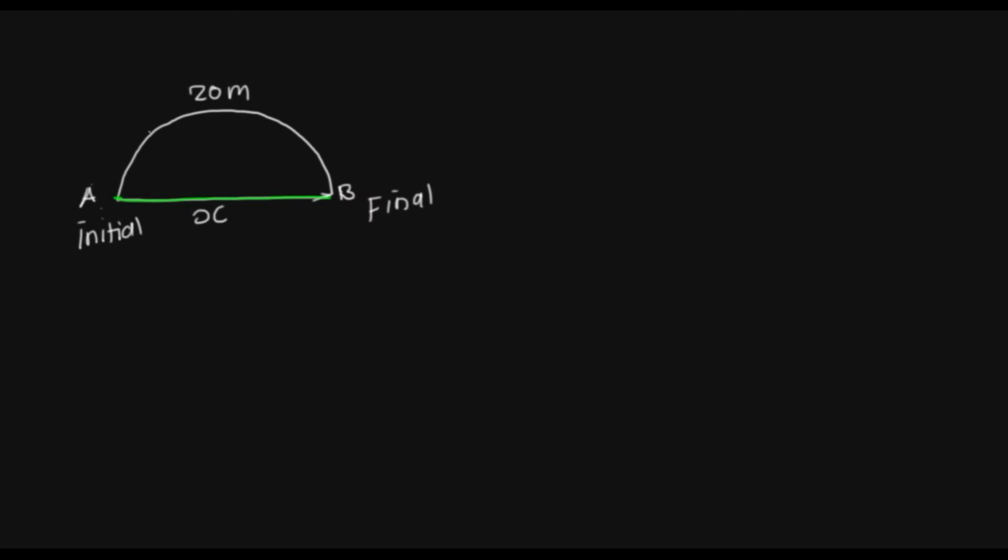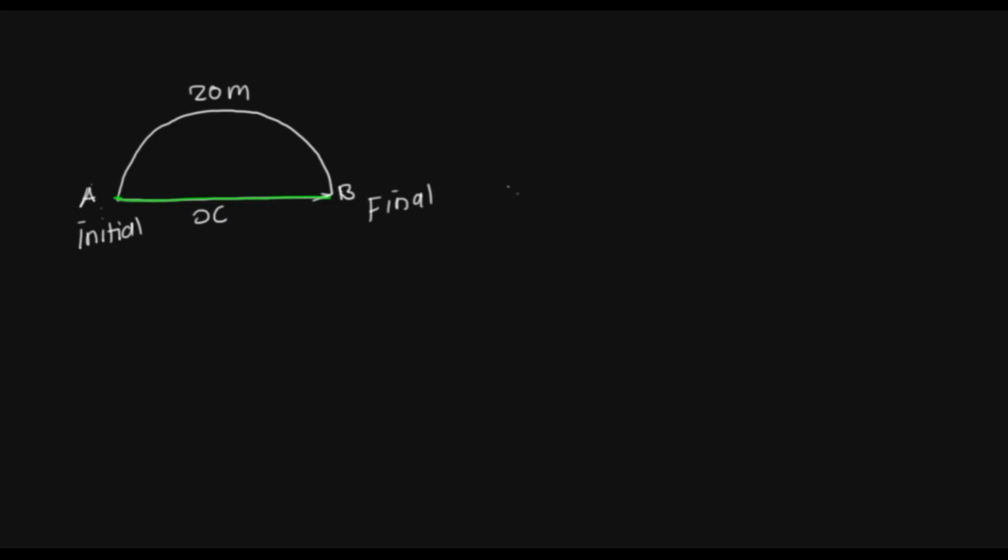But for distance, we have to look at where the object moved. So our distance is denoted by this semicircle of 20 meters. If the question was to find the displacement in this case, we need to find the diameter of this semicircle, because that denotes our displacement.